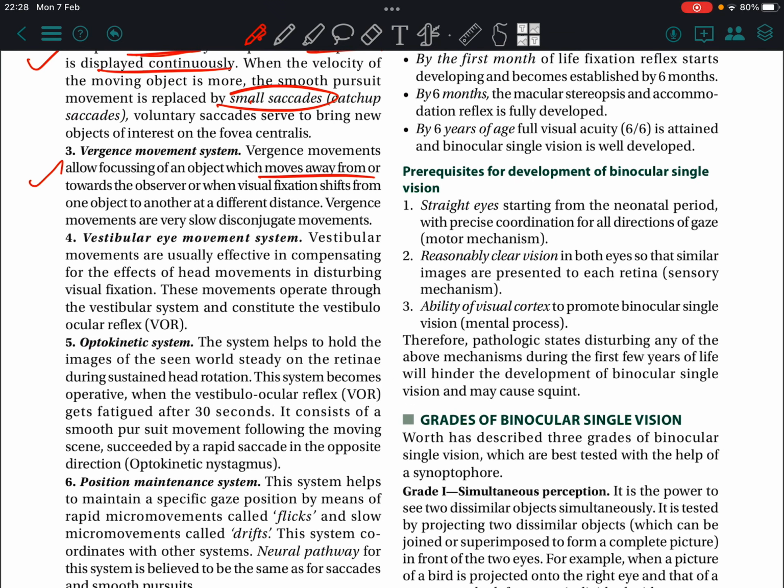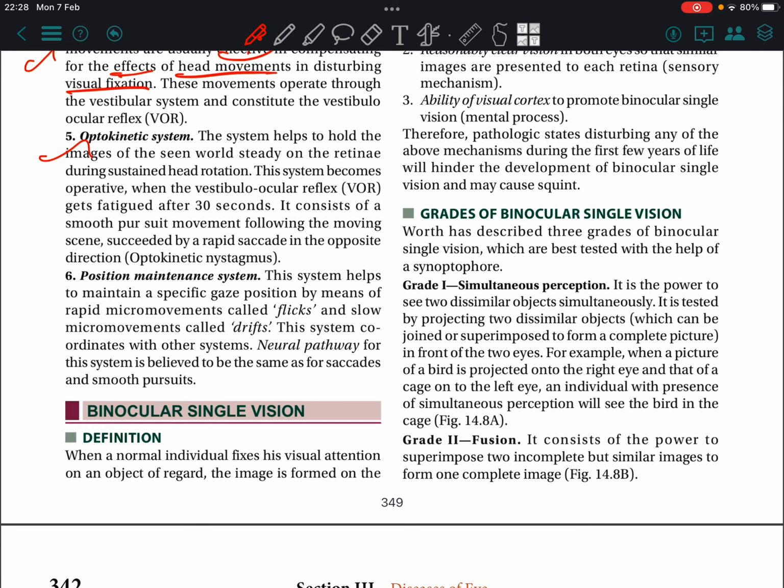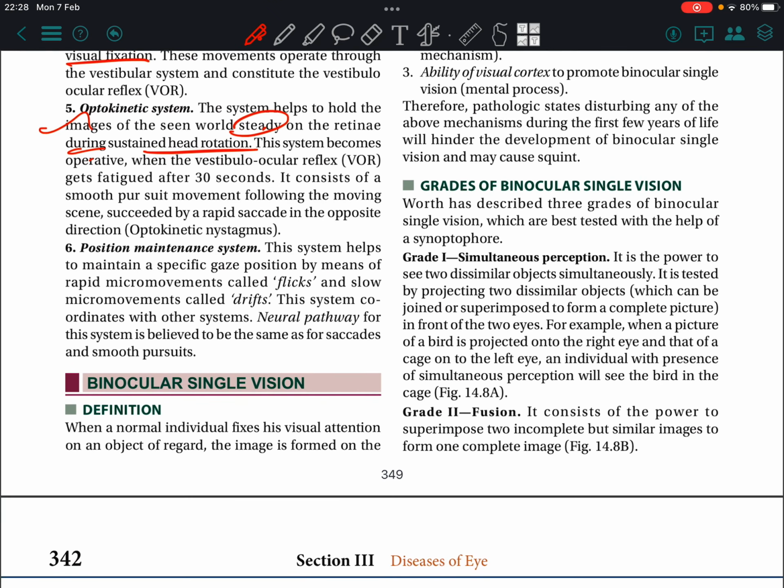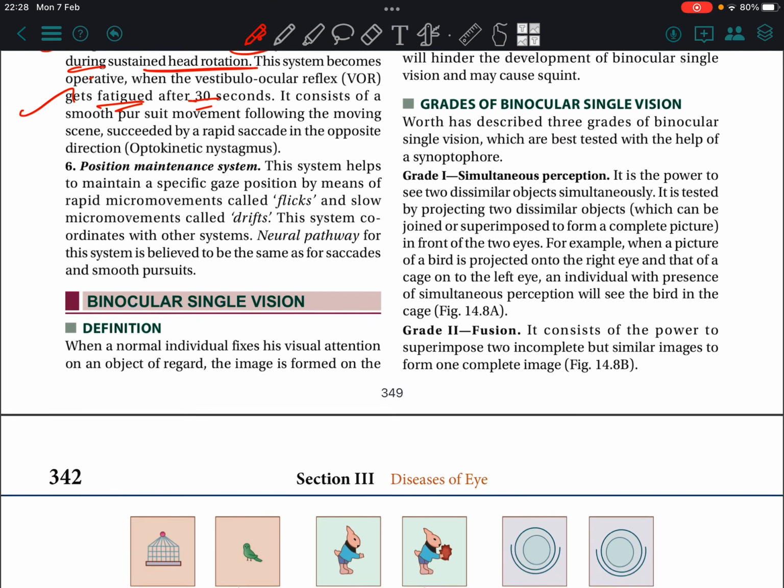Vestibular movement system. Vestibular movements are usually effective in compensating for the effects of head movements that disturb visual fixation. Optokinetic system. The system helps to hold the images of the visual world steady on the retina during sustained head rotation. This system becomes operative when the vestibulo-ocular reflex gets fatigued after 30 seconds.